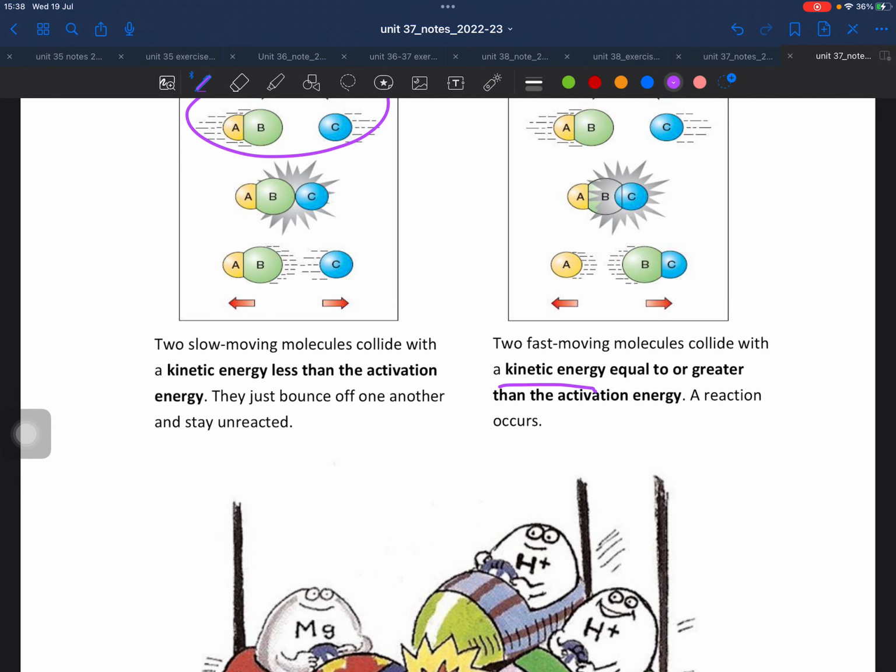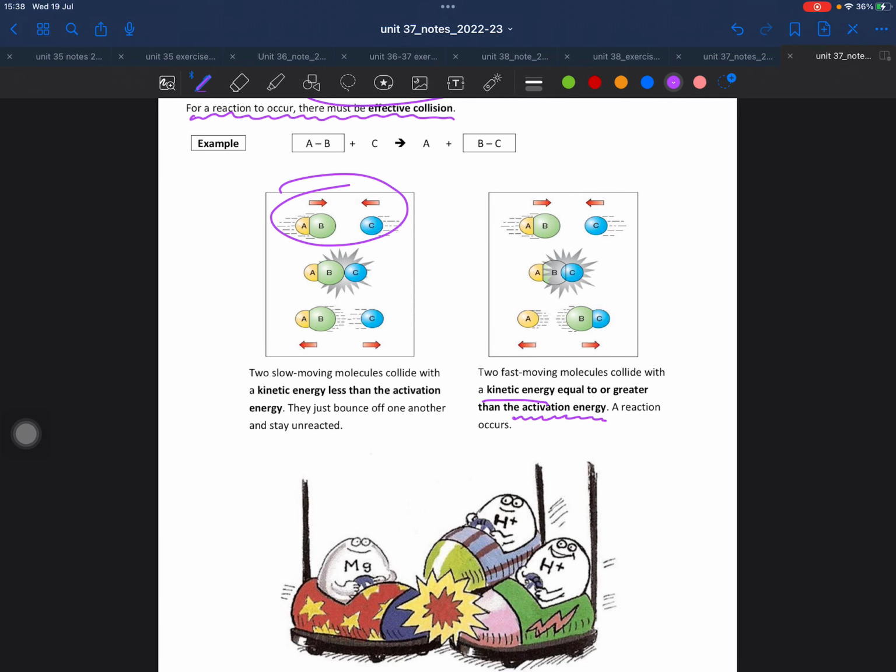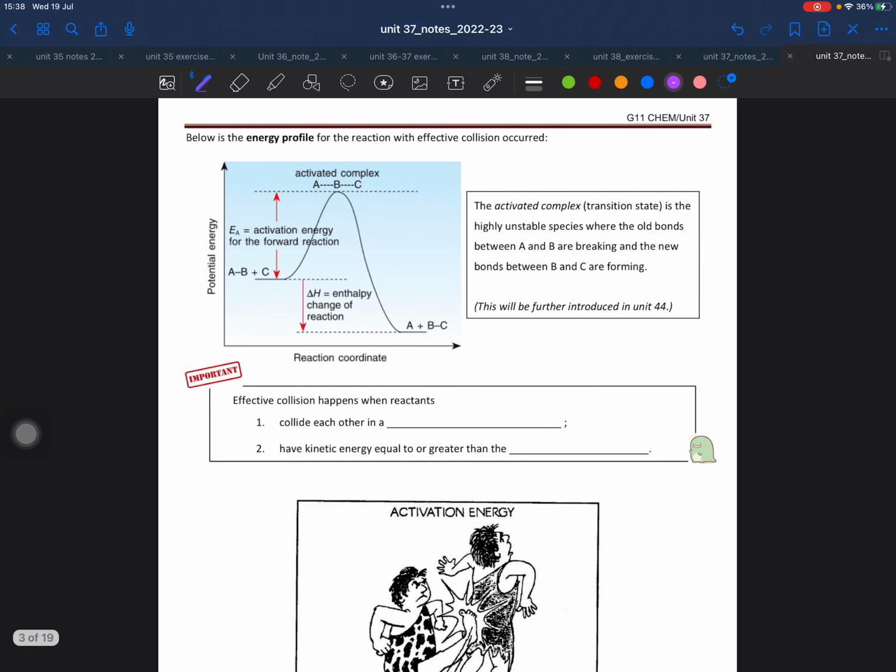We have a special term called activation energy, which is the minimum amount of energy that is required to start a reaction. Without that, sorry, we don't have any reaction. This is point 1 for effective collision.